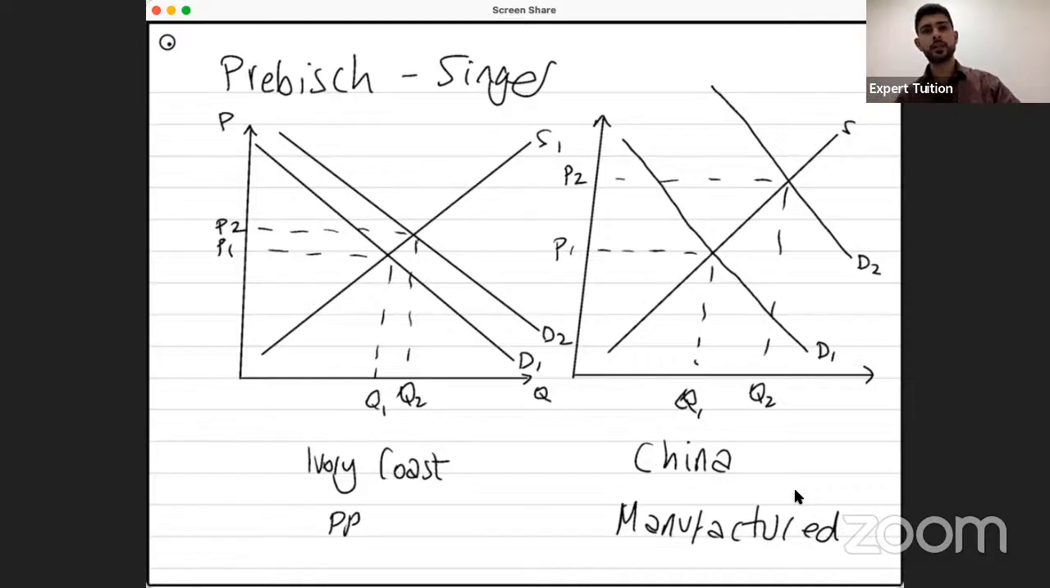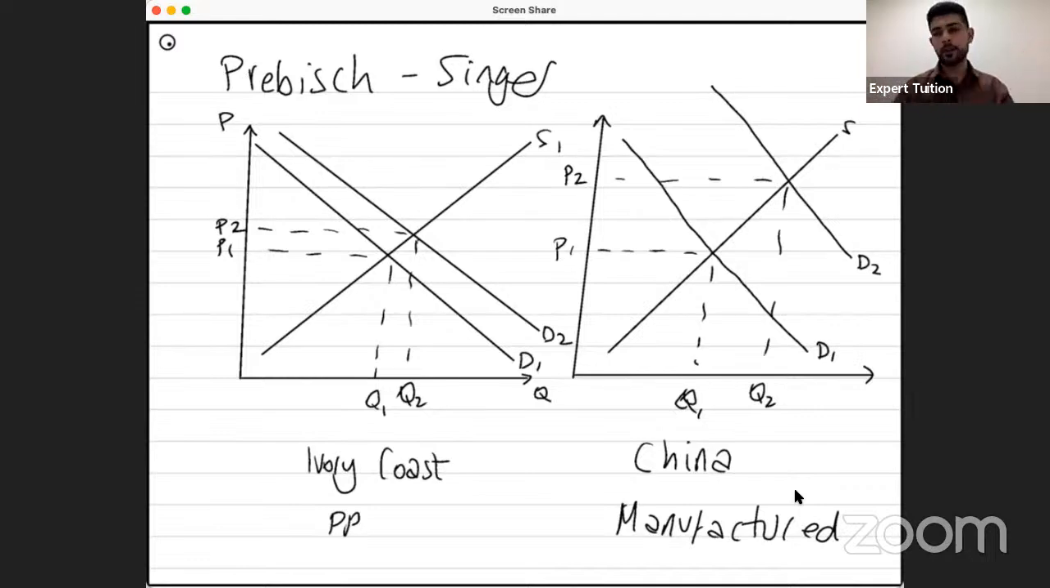You know how earlier I said to you guys, when the Ivory Coast sell 1 unit to the world, they were able to buy 1 unit from China. If they now sell 1 unit at P2, can they still buy 1 unit from China? The answer is a definitive no. And if you think about it, that means their terms of trade are deteriorating. Does that make sense? That is the Prebisch-Singer hypothesis explained, and hopefully that makes sense.